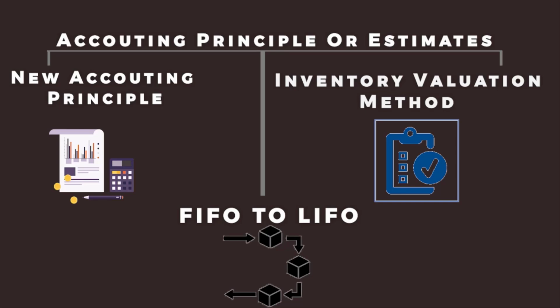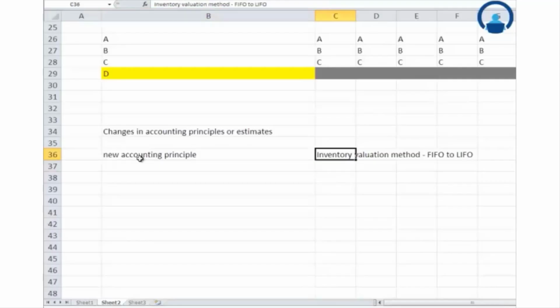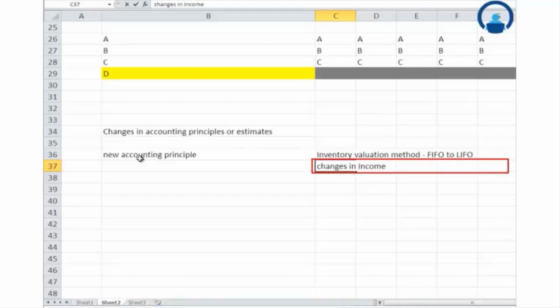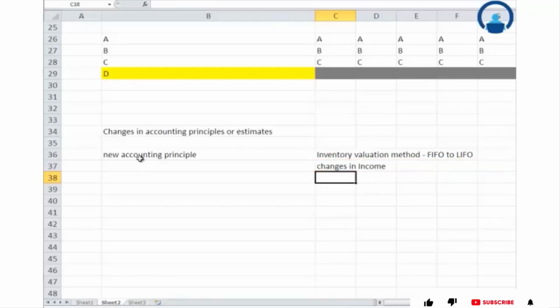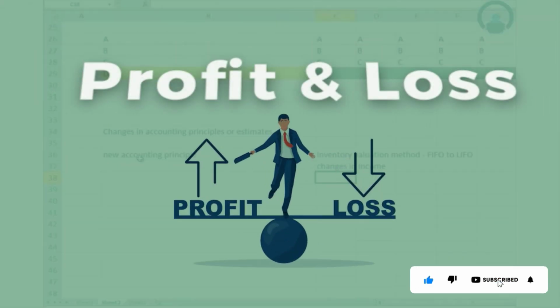This can be a change in the accounting principle, and because of these changes, there can be certain elements within the income statement that may change. So changes in the income statement may happen because of these changes in the accounting principles, and these changes are reflected in the profit and loss statement or the income statement.